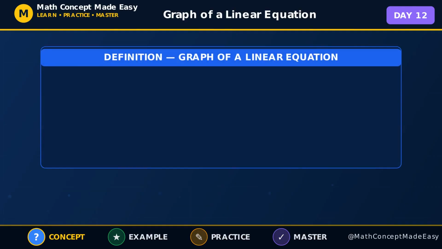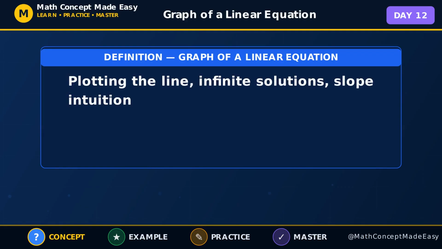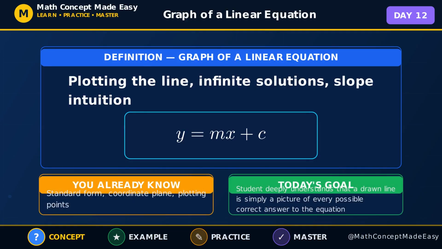Now we are ready to say this precisely, the way mathematicians do. Here is our focus for today: plotting the line, infinite solutions, slope intuition. In symbols, we write it as y equals mx plus c. Every word of that definition matters, so read it slowly. You already know standard form, coordinate plane, plotting points. This definition simply builds on those familiar ideas.